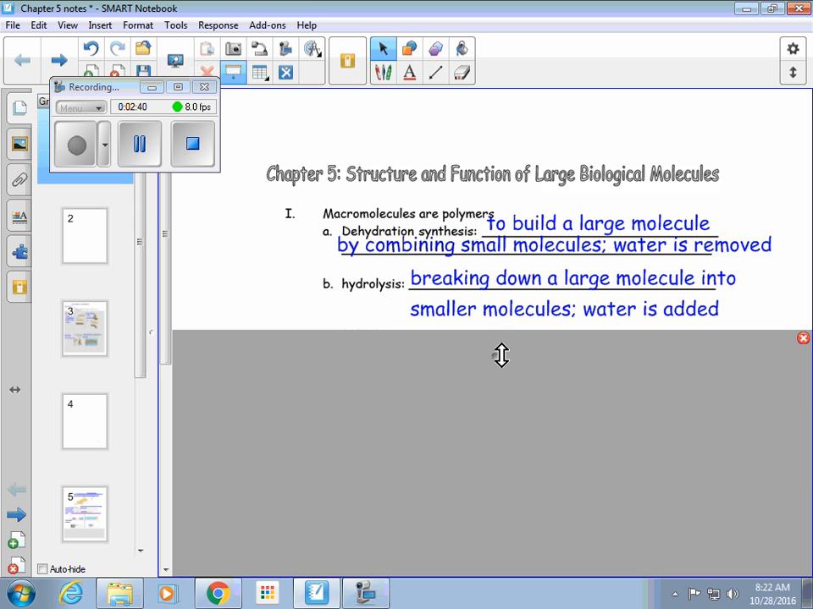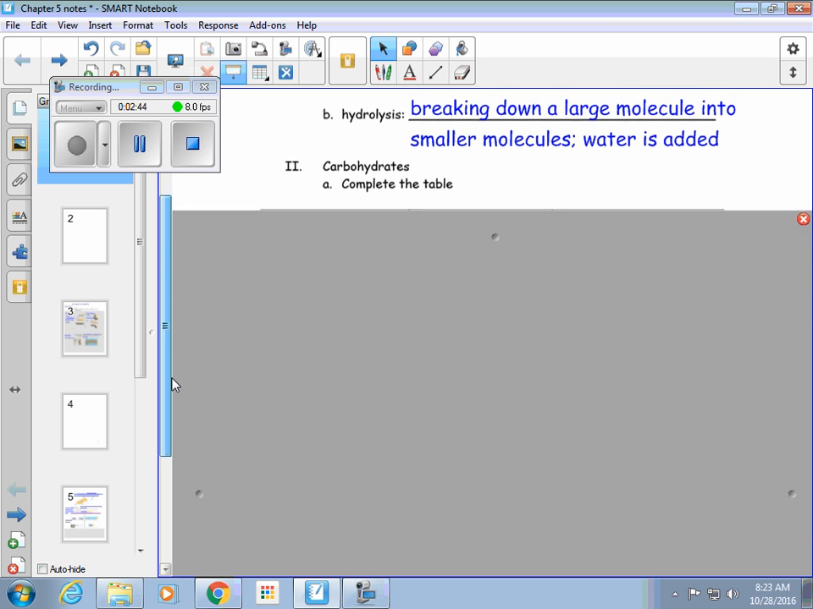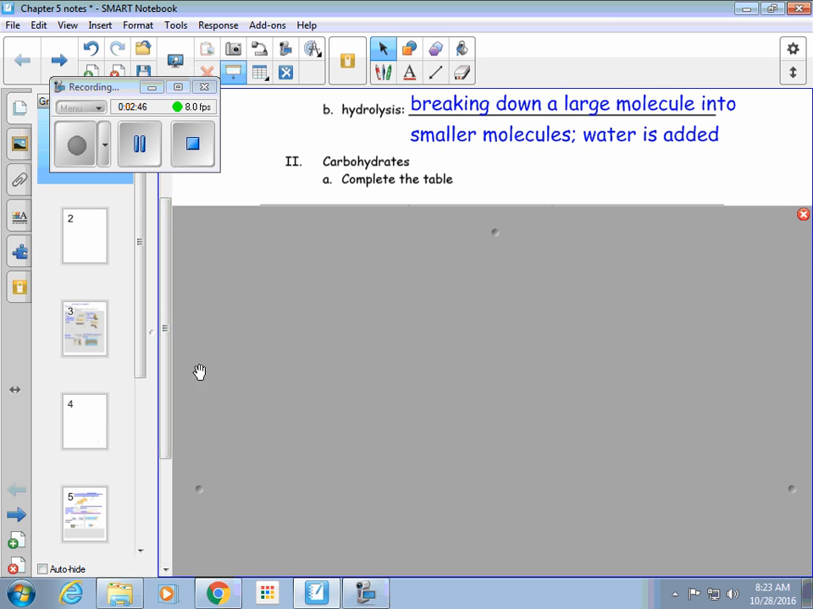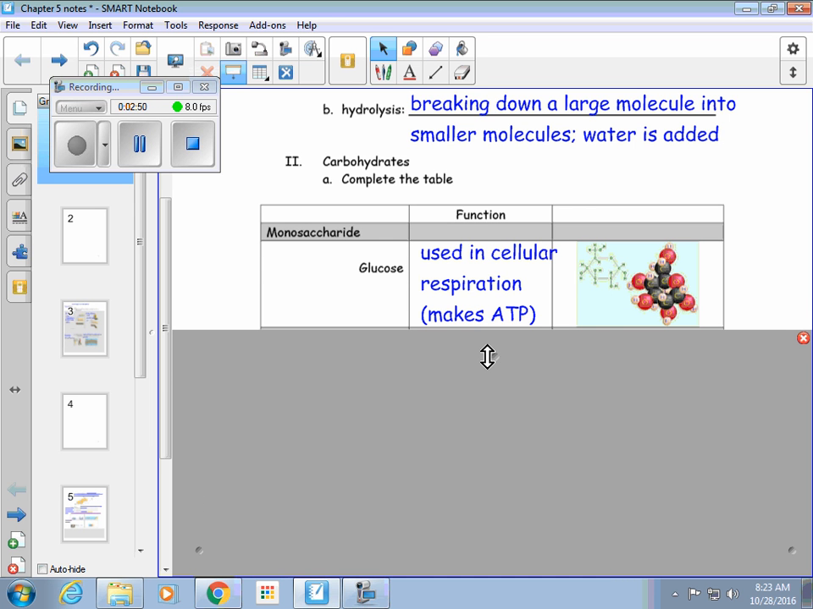The first organic molecule that we're going to talk about are carbohydrates. There are 3 different levels of carbohydrates, and when I say levels, I mean 3 different sizes of carbohydrates. The first is called a monosaccharide. This is a monomer. Glucose is an example. The purpose of glucose, it's used in cellular respiration. It is the chemical energy that is used to fuel the process of cellular respiration.